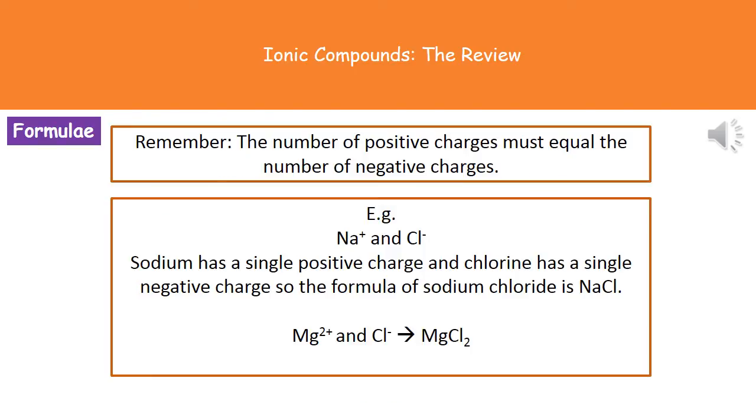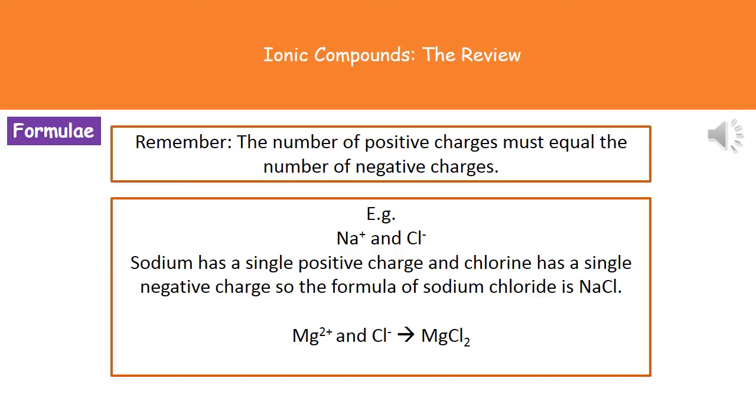The last thing you need to know about is how to write these formulae. The first rule to remember is that the number of positive charges must equal the number of negative charges. So if we take the example of sodium and chlorine, sodium has a single positive charge, so it's Na+, and chlorine has a single negative charge, it's Cl-. Because there's one positive and one negative charge, they just join together to make sodium chloride, which is NaCl.